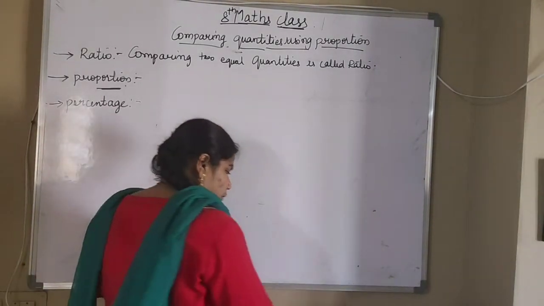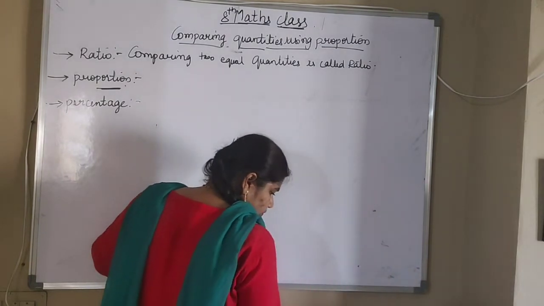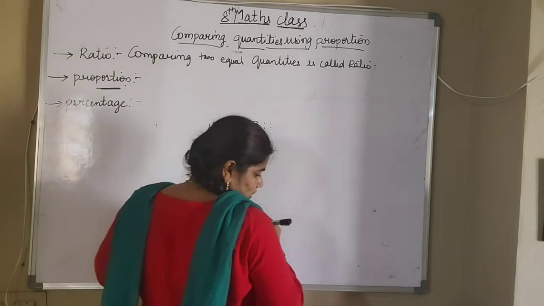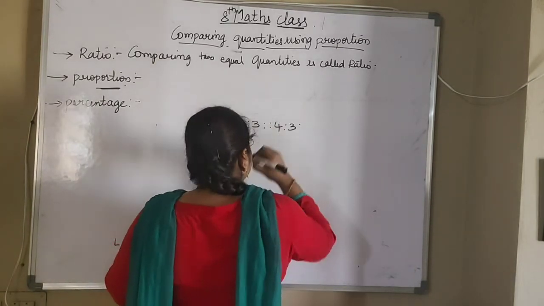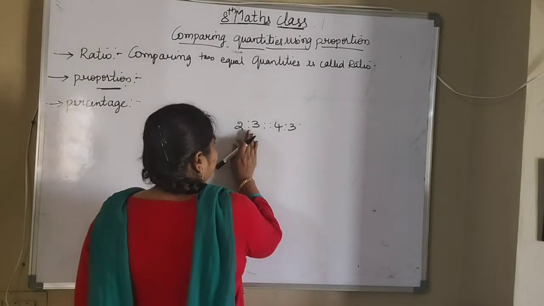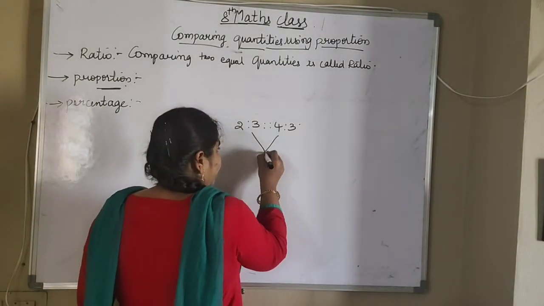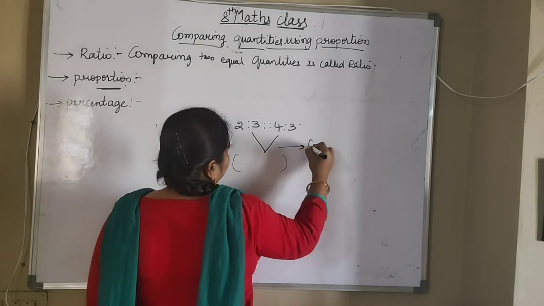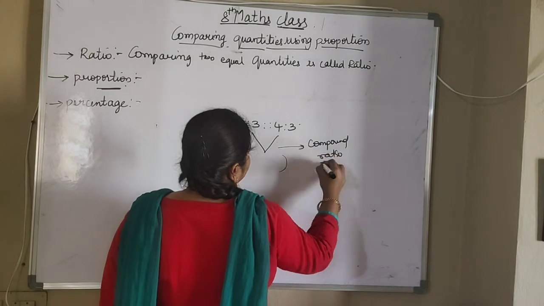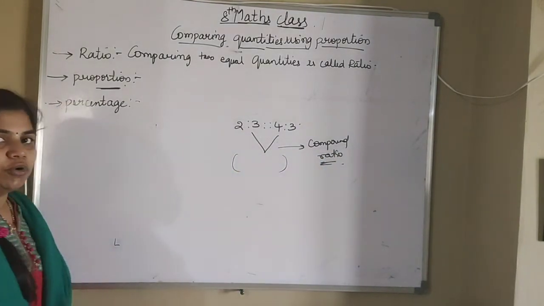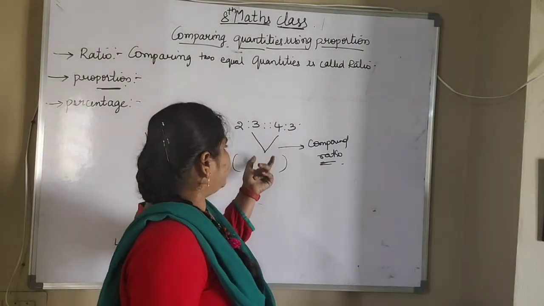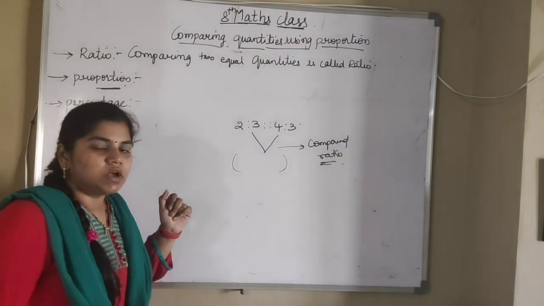Suppose here I am taking one ratio, 2:3 is to 4:3. How many ratios do you have? Two ratios. So if you want to convert these two ratios into a single ratio, that process we will call compound ratio. So what do you mean by compound ratio? Any two ratios converted into a single ratio, we will call compound ratio.